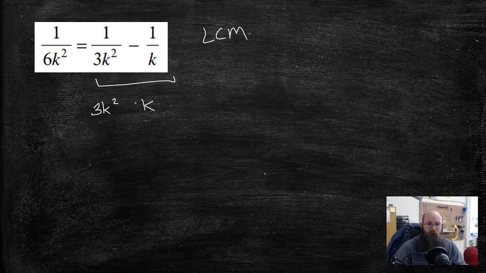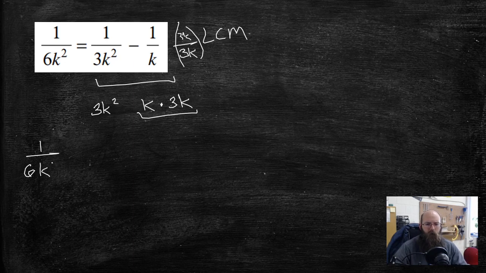Well, k and 3k squared, well, this already has a k in it. So this piece here is just missing a 3 and another k. That will get this chunk here up to 3k squared. So this right here, I need to multiply it by 3k. So I'm just going to write all of that down here.